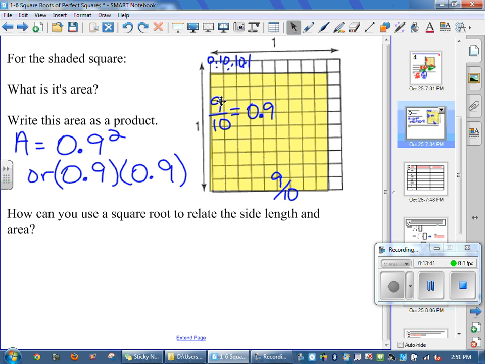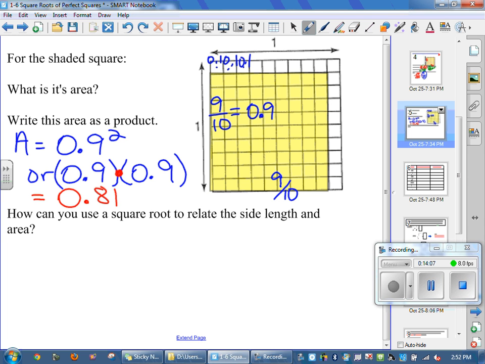All right. So now let's multiply that out. What do you guys get for an answer as a decimal? That's right, 0.81. So we're going to get 0.81. And now when we looked at our other one, we got 81 over how many? Over 100. Okay, and that's exactly what 0.81 is as a fraction. Okay, so decimals and fractions can both be used as perfect squares.